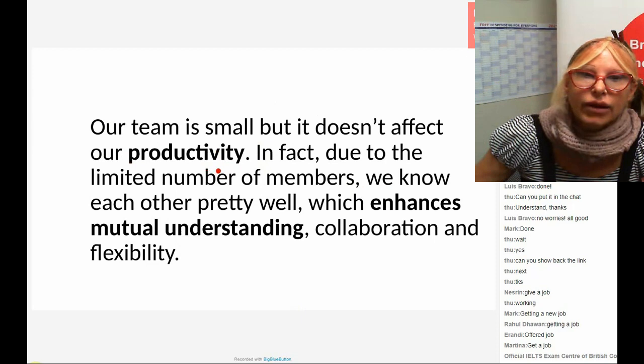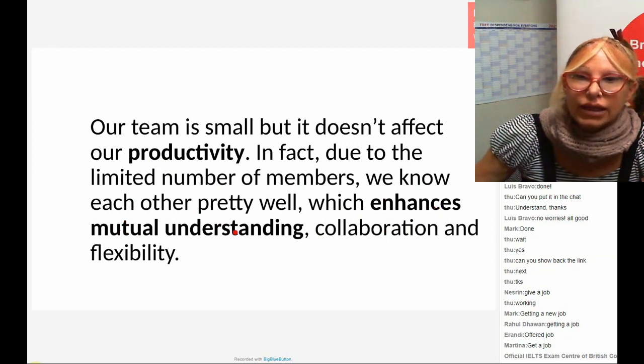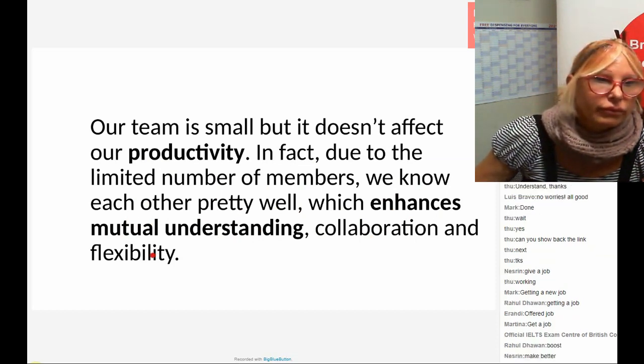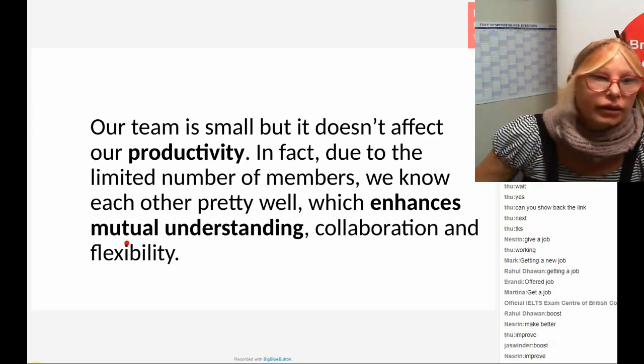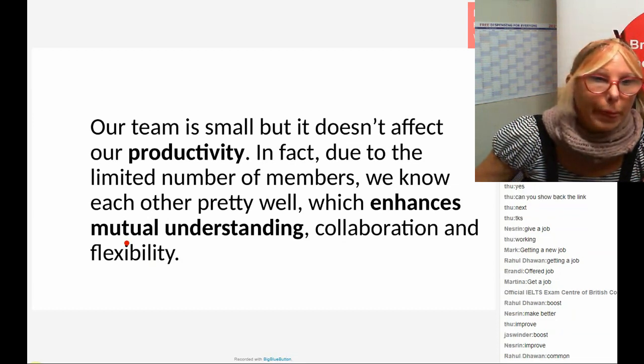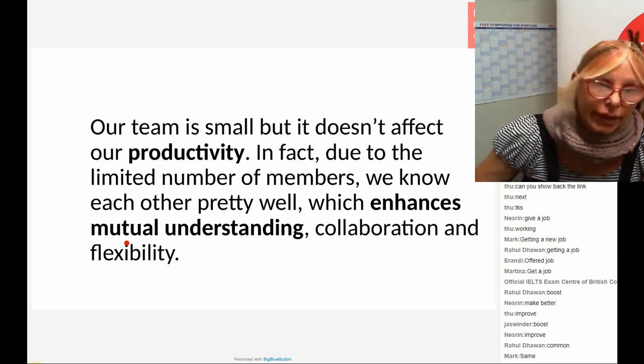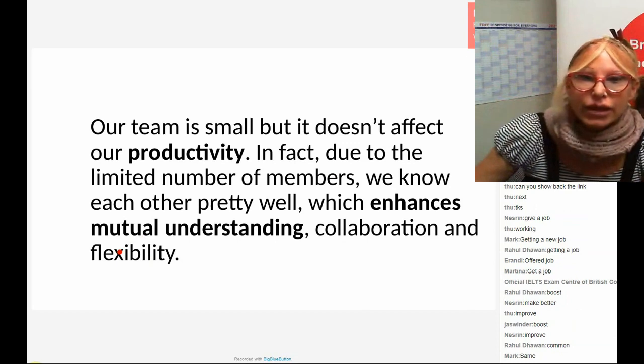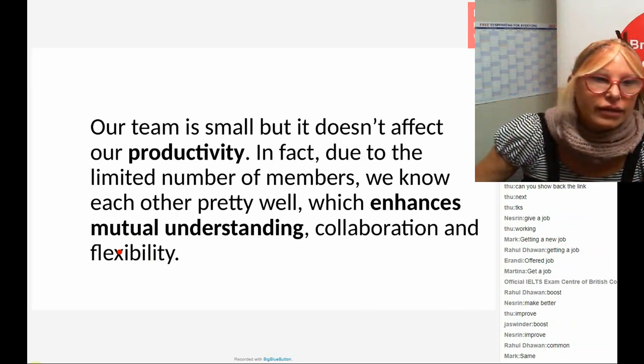Okay. All right, let's have another look here. Our team is small, but it doesn't affect our productivity. In fact, due to the limited number of members, we know each other pretty well, which enhances mutual understanding, collaboration, and flexibility. All right, so they've used this nice collocation here, "enhances mutual understanding." We've got the verb enhance, then an adjective, and then a noun. Okay, enhances mutual understanding. What does enhance mean? Boost, good. Make better, good. Improve, good. Excellent. What about mutual? Common. Yep. Same. Between two people, mutual. Yeah. So connected to each other. Mutual understanding, collaboration, and flexibility. Okay. Great. Any questions about the words there?